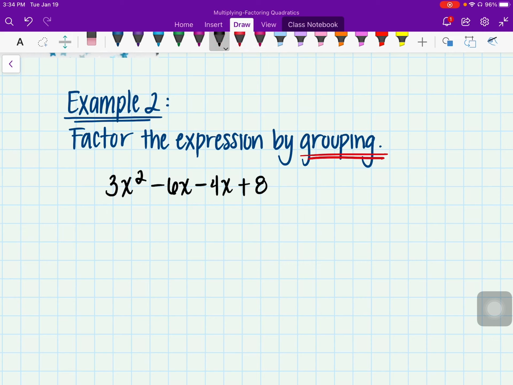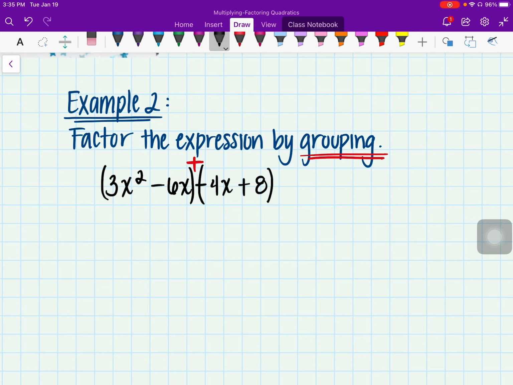Starting off, I want to go ahead and group my 3x squared and negative 6x. Now, before I move on to grouping my second group, guys, I do want you to take note that there is a negative sign there. I want to make sure I include that negative in my second group. And I'm also going to add a plus sign here, just so we remember that the expressions are adding, they're not multiplying.